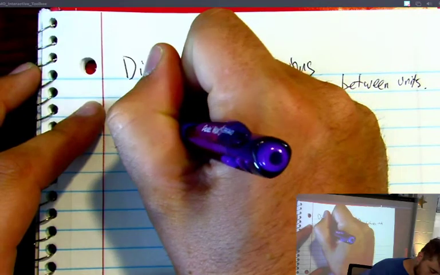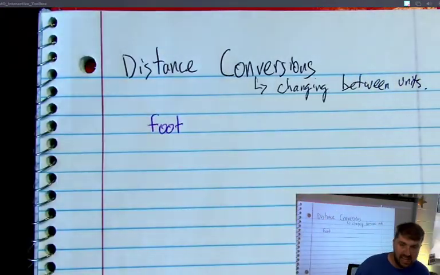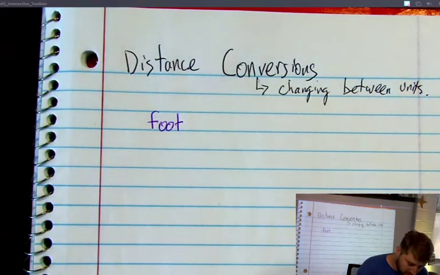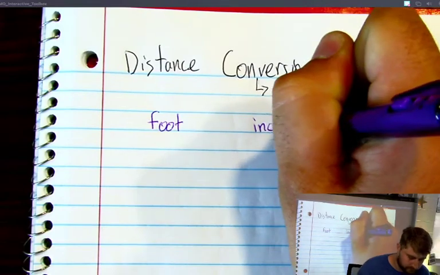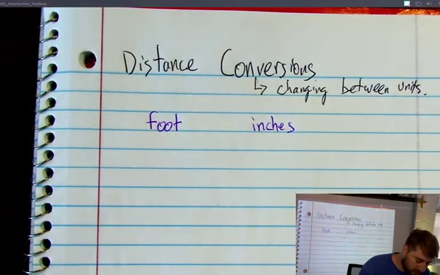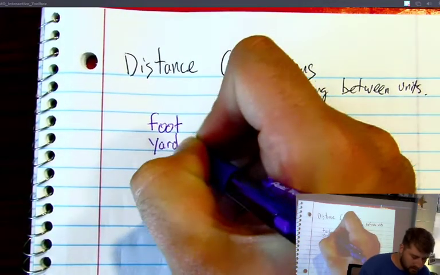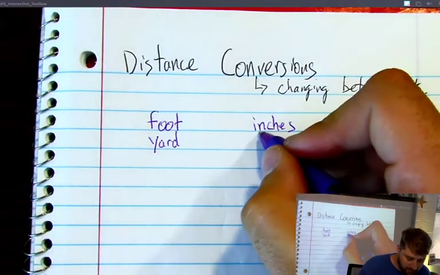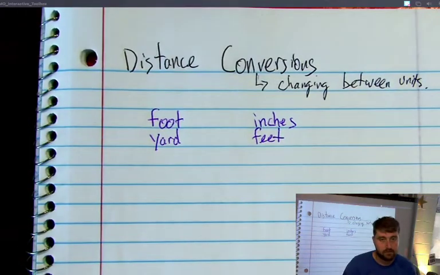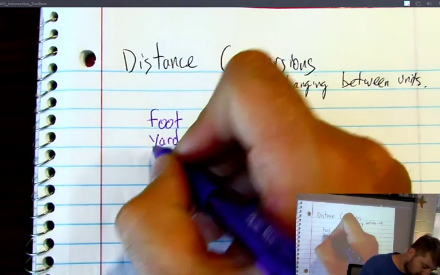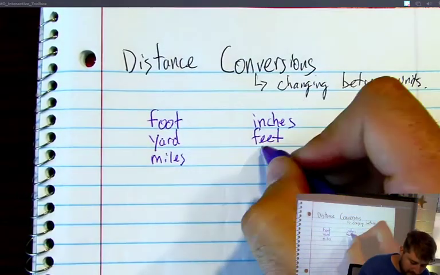In our first list, we have foot or feet. In our second list, we have inches. In our first list, we have yard. In our second list, we have feet. And in our first list, we have miles. And in our second list, we have feet.